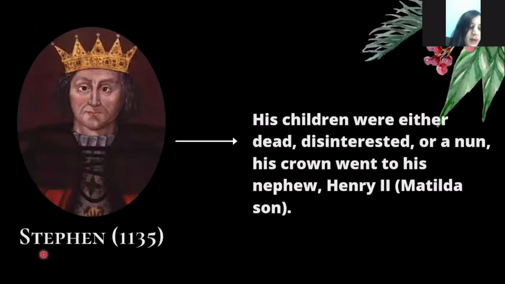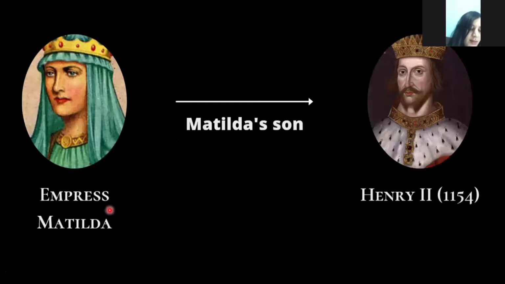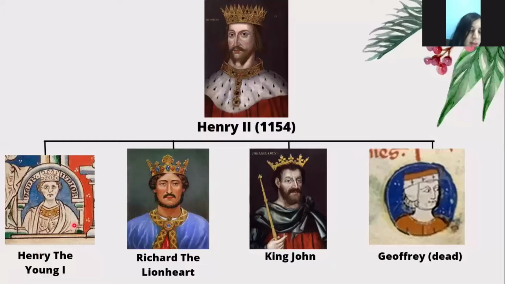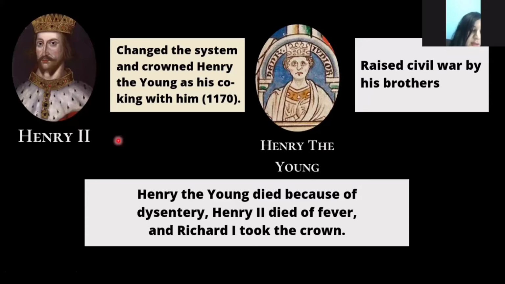Then Stephen, in 1135, had children who either died, were disinterested, or unknown. His crown went to his nephew, Henry II, Matilda's son. Henry II, in 1154, had 4 sons: Henry the Young, Richard the Lionheart, King John, and Geoffrey, who died. He changed the system and crowned Henry the Young as his co-king with him in 1170, which raised civil war by his brothers, where Henry the Young died because of dysentery. Henry II died of fever, and Richard I took the crown.